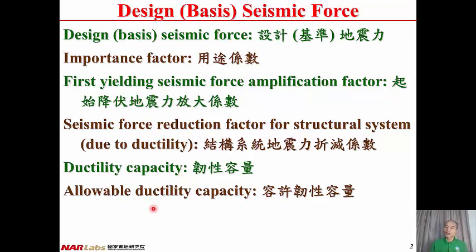Allowable ductility capacity, in Chinese 容许韧性容量. At the design basis earthquake level, the ductility capacity cannot be fully developed. Only allowable ductility capacity can be developed. Therefore, the allowable ductility capacity is smaller than the ductility capacity.